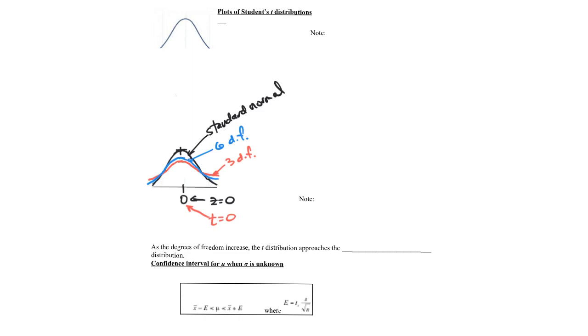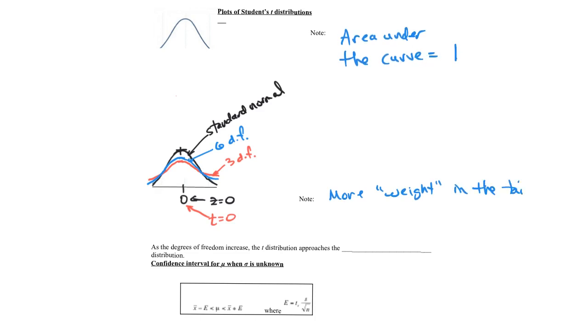So there's a couple of notes here we need. There's 2 of them here. One of the notes is, I guess I can put it up here, the area under the curve equals 1. Same as always, area under the curve equals 1. And the other note is what we talked about, there's more weight in the tails. So the probabilities go out to the tails more. And then as we mentioned here, as the degrees of freedom increase, the t distribution approaches the standard normal distribution.